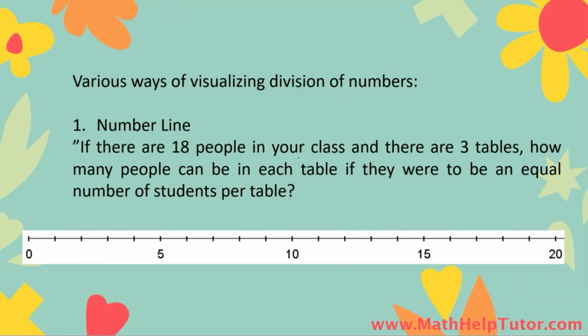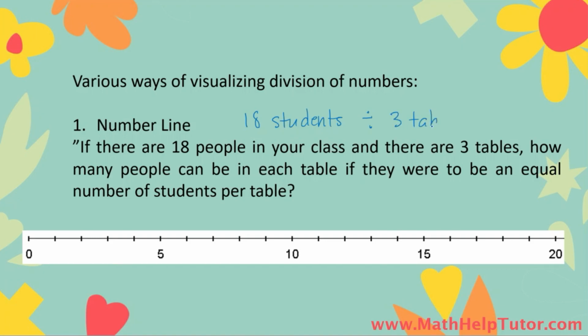Let's try another word problem. If there are 18 people in your class and there are 3 tables, how many people can be in each table if there were to be an equal number of students per table? Now this problem can be written as 18 divided by 3. Or you have 18 students and you would like to divide them by 3 tables.